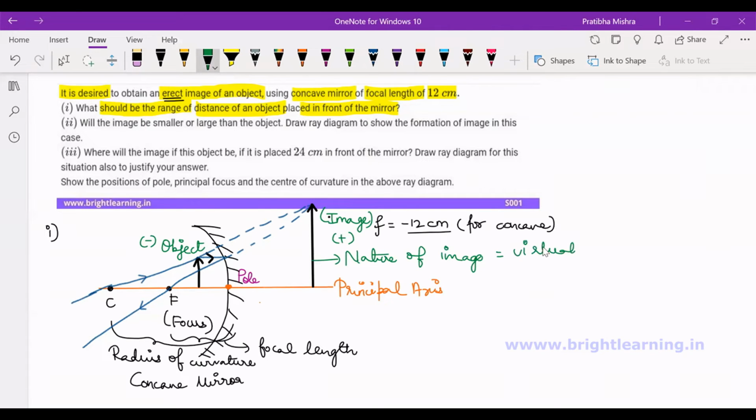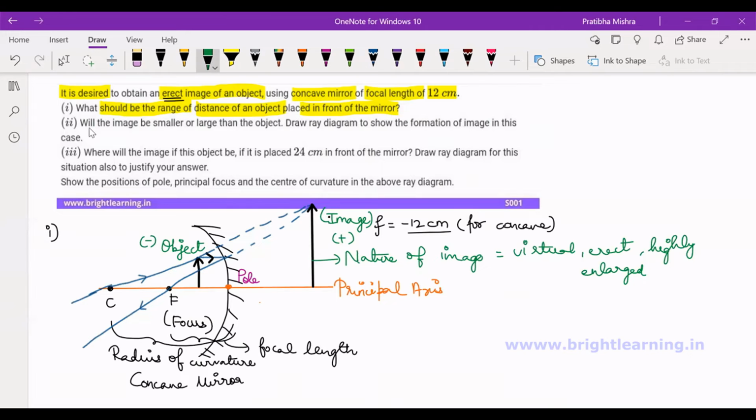Will be virtual, erect, and highly enlarged or magnified. You can use these words. Now, the first question says, what should be the range? So the range of the distance of an object which is placed in front of the mirror would be nothing but it should be placed between focus and the pole. So this solves the question number 1.